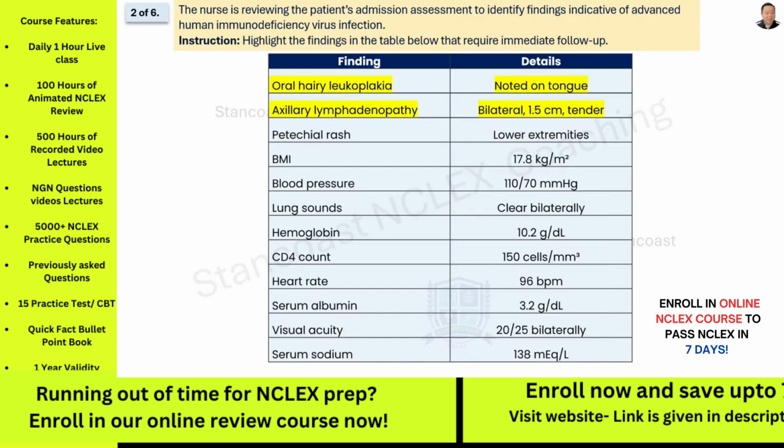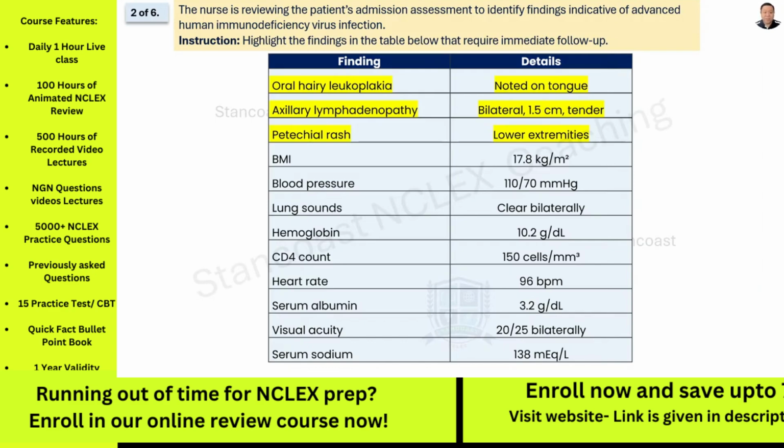Now, another thing that you should highlight here is the petechial rash in both lower extremities. These are the tiny red spots or purplish dots on the skin. This could be related to a low platelet count, which increases bleeding risk. And in this case, the patient's platelet count is already on the low side. Going back into the medical record, she has a level of 110,000 per microliter.